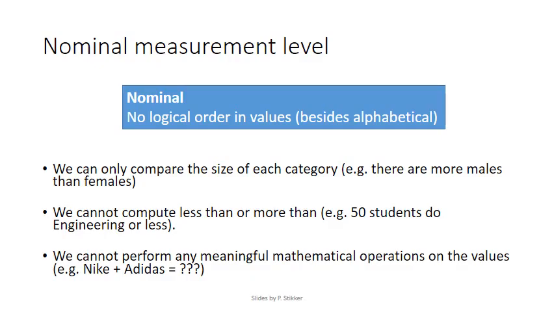We can also not perform any meaningful mathematical operations on those values. So we cannot, for example, add them up, subtract them, divide them, etc. So for example, if I ask people, what's your favorite sport brand? Nike, Adidas, Puma, etc. Then I can't really add those up or divide them or anything.